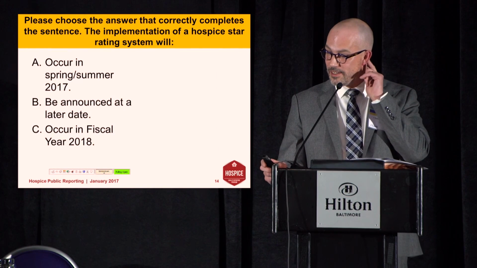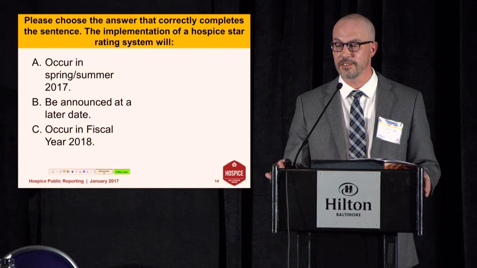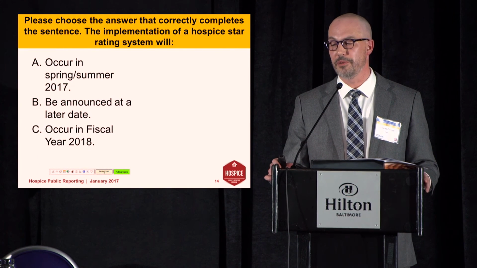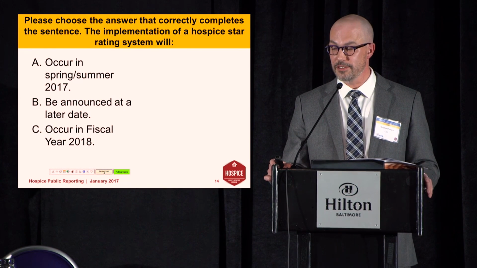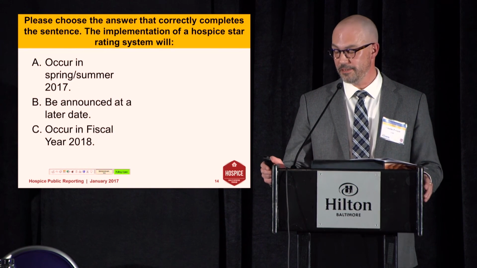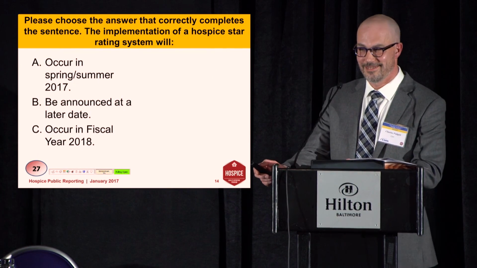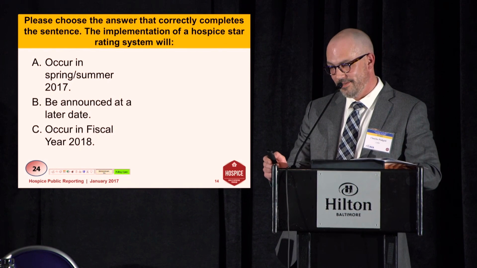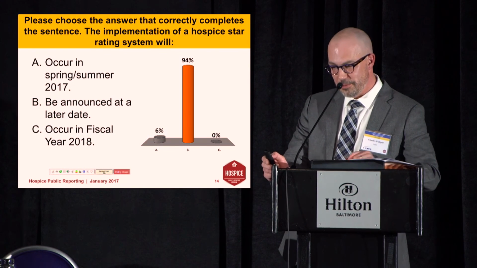All right, second little quiz. Please choose the answer that correctly completes the sentence. The implementation of a hospice star rating system will A, occur in spring or summer of 2017, B, be announced at a later date, or C, occur in fiscal year 2018. I'll give you a few seconds. All right. Good job. Looks like everybody got the right answer: be announced at a later date.